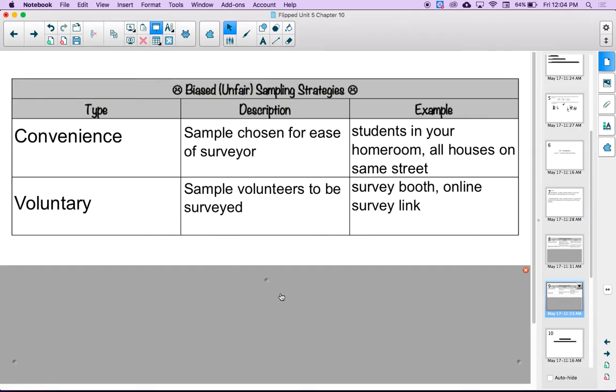Okay? Study these 4 types of sampling strategies, and I believe you'll be able to answer all the questions in your note packet from our information. Refer back to these charts at any time to help you finish those questions.